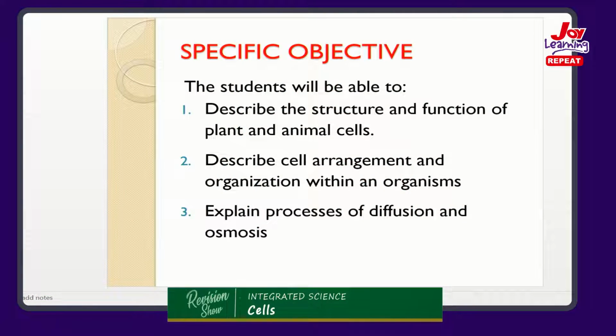At the end of our revision, you as a student and myself will be able to describe the structure and function of plant and animal cells. In addition, we will be able to describe the cell arrangement and organization within an organism. Also, we will explain the process of diffusion and osmosis. I believe you are in Form 3. You did this when you just entered your class or a few days after. So it's been long, but we're taking you back as a revision show to help you recall these topics. So let's begin with the concept of cell.